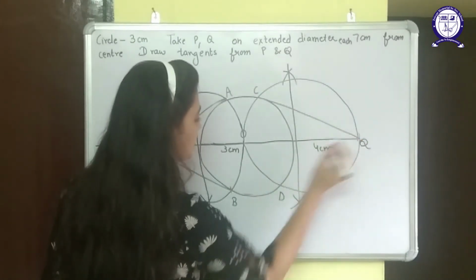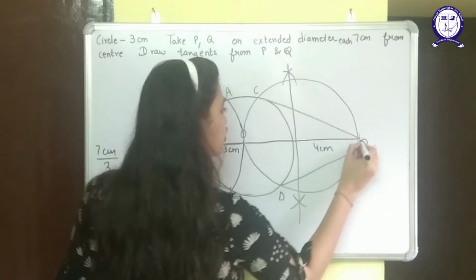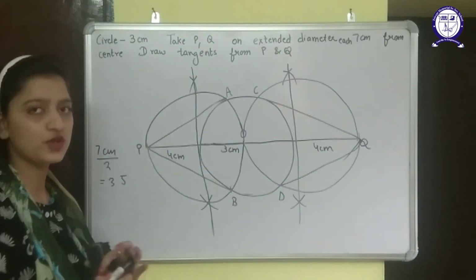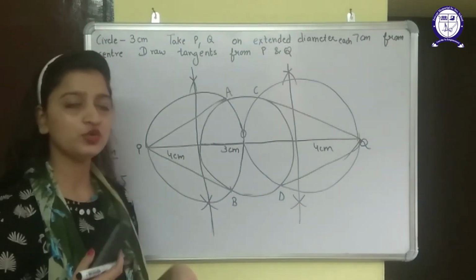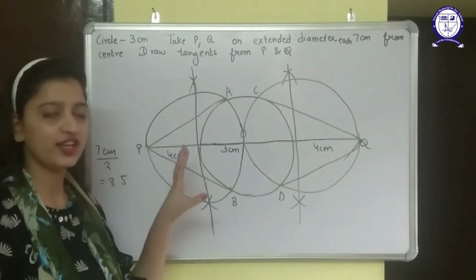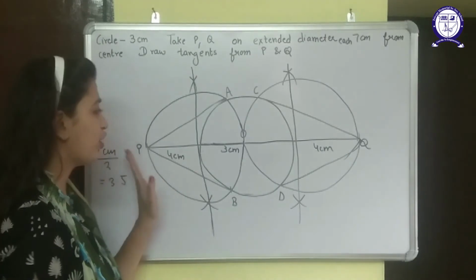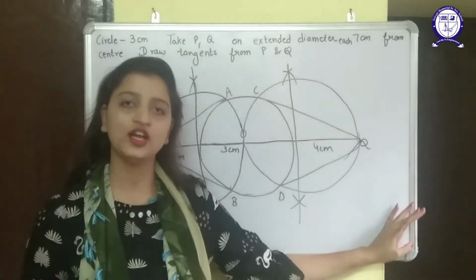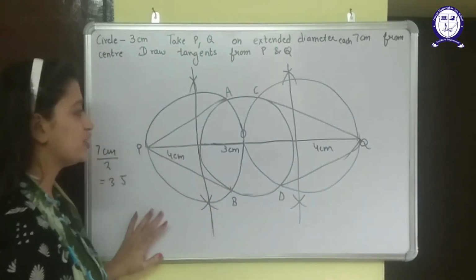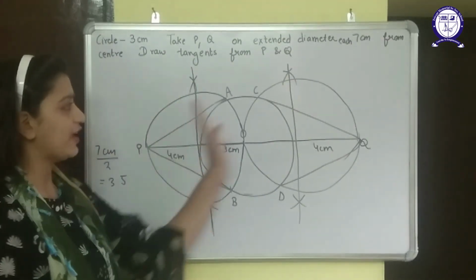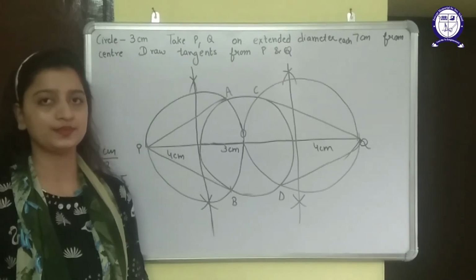So join these points. So you can see that the procedure was again the same, but the beginning part was different. In that question we used to make only one pair of tangents. In this question we need to make 2 pairs of tangents, one from this point and one from this point Q. Okay, the procedure was the same: drawing the perpendicular bisector, then drawing the circle and joining these points.